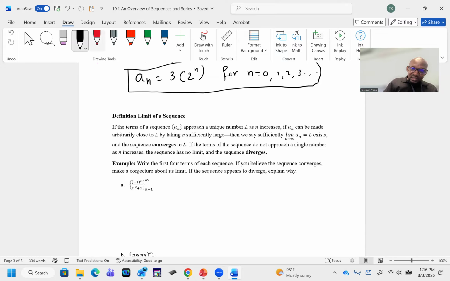Let me write the solution. I'm going to go a little bit faster, okay? For the first four terms, if n is 1, we have -1 divided by 2, which is -1/2. If n is 2, we have 1 divided by 5. If n is 3, -1 divided by 10. If n is 4, 1 divided by 17. So this will keep going, right?